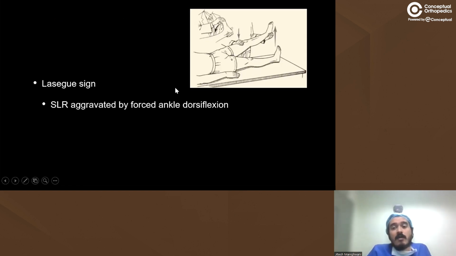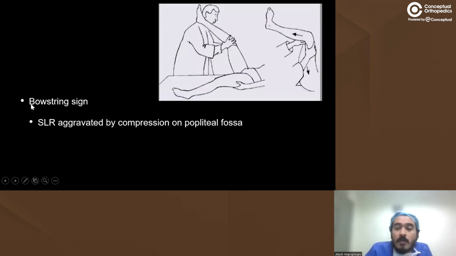Lasegue's test, as we discussed, we supplement SLRT with forced ankle dorsiflexion after we decrease the angle of the straight leg raising test. For example, if the straight leg raising test is positive at 70, first you reduce the angle to 60, dorsiflex and elicit the test. Bowstring sign, wherein the SLRT is associated with compression on the popliteal fossa. As you see over here, this particular patient is sitting with one of the legs on the examiner. We try and elicit pressure on the popliteal fossa. If the pain aggravates, that means the patient is having nerve root compression.